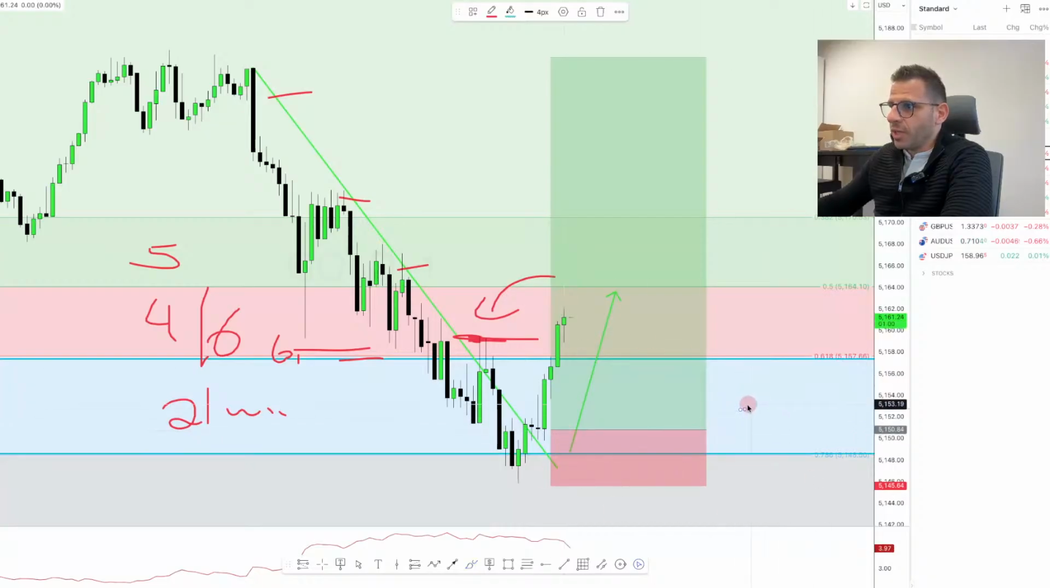And I mentioned this as an example. I didn't take these trades, okay? These are not trades I personally trade.